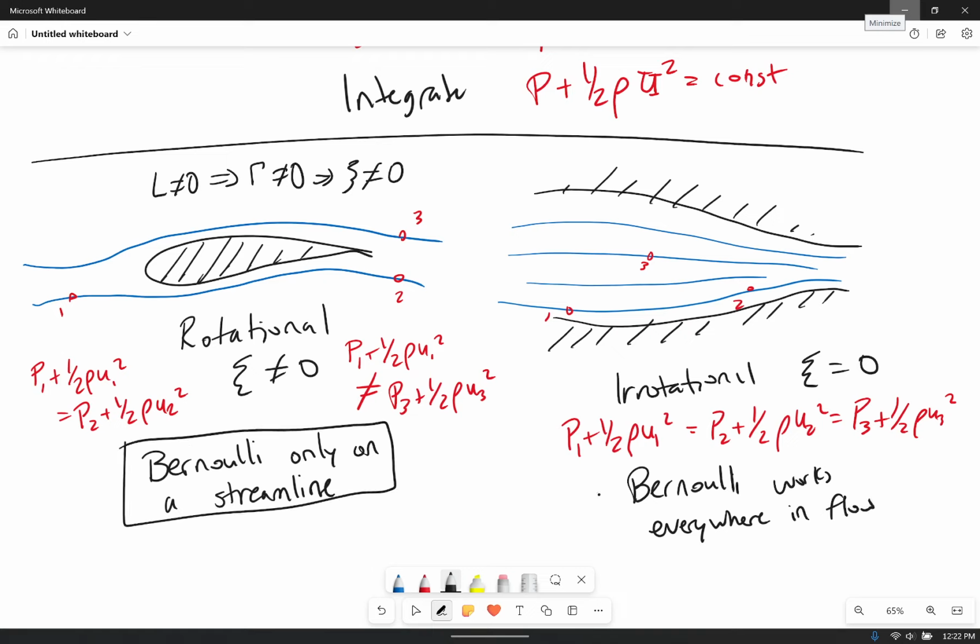That is why we care about being rotational versus irrotational, because it lets me know, can I use Bernoulli everywhere or just along a streamline? In either case, on a streamline, it's fantastic. But in the irrotational case, Bernoulli works everywhere. I don't have to worry about whether it is rotational or irrotational. It just works out fine.